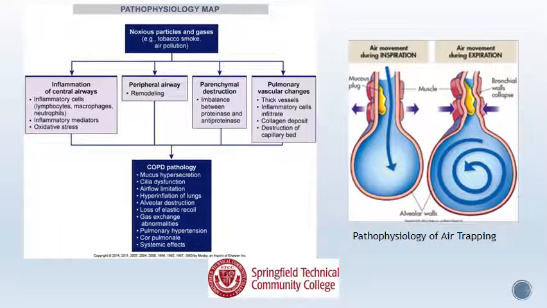This is just some more information about the patho. This is from your Mosby book. It talks about the inflammation and the remodeling of the airways and the destruction of the lung parenchyma and vascular changes in the lungs. The pathology includes all these bad things that happen, and eventually it can lead to things like pulmonary hypertension and cor pulmonale, which is in fact heart failure due to your lungs having disease, and there are other systemic effects that can occur.